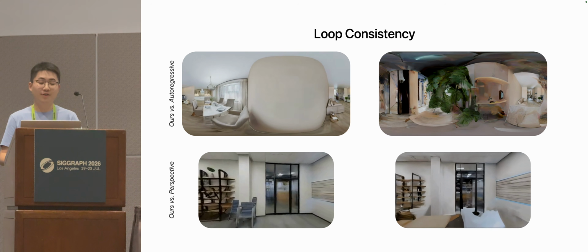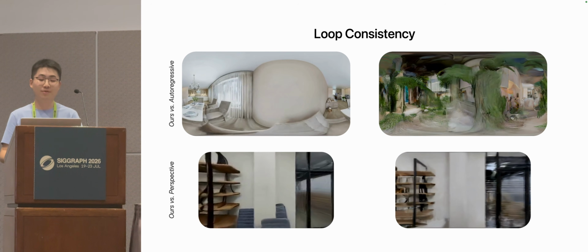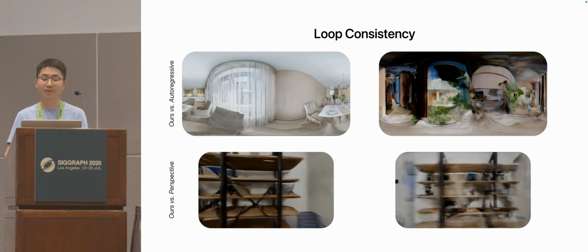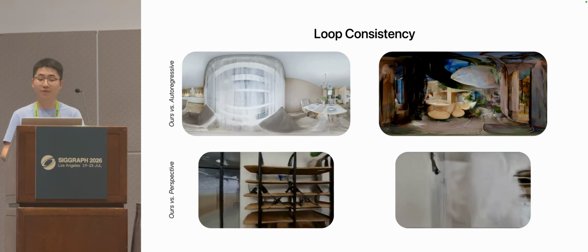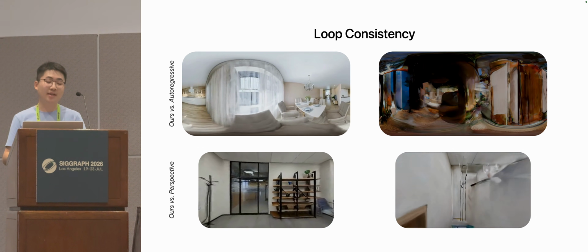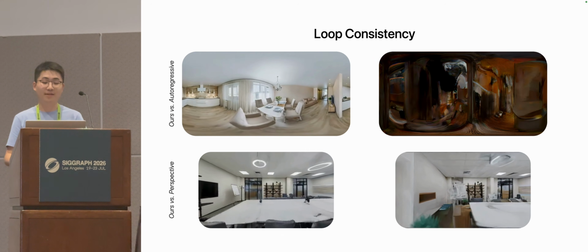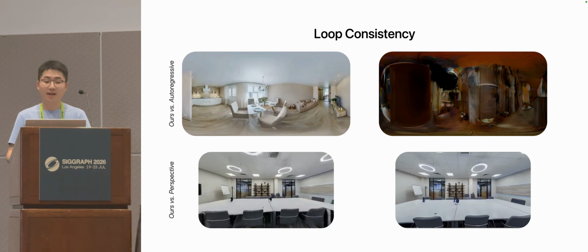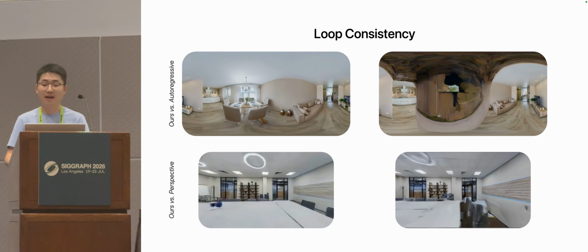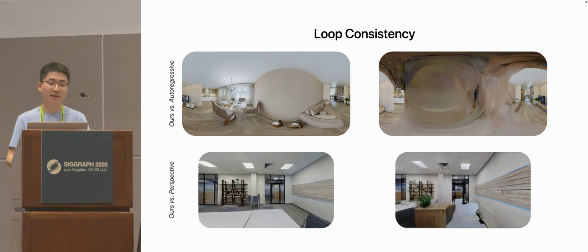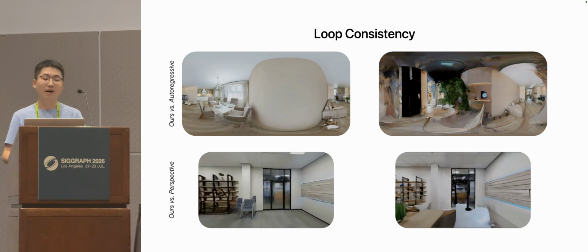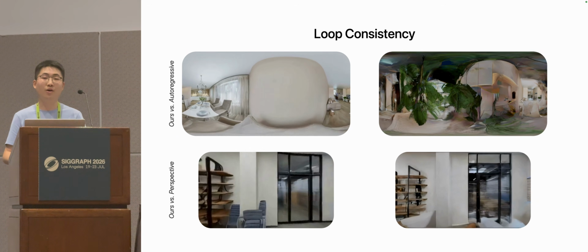The autoregressive version gradually drifts as the camera moves, and by the time the loop closes, it loses track of the original scene. The perspective version doesn't recover either, losing geometry and fine detail along the way. Together, this tells us that both the panoramic representation and the global to local design are essential to staying consistent over a full loop.